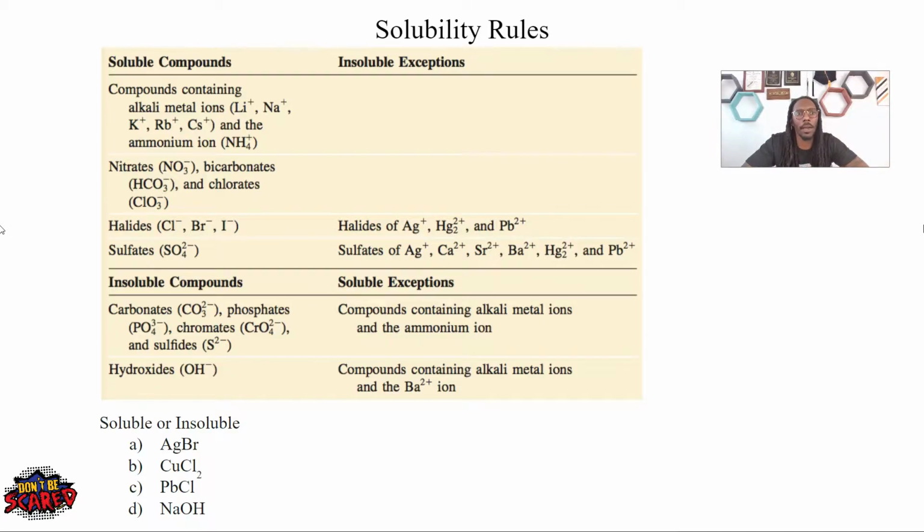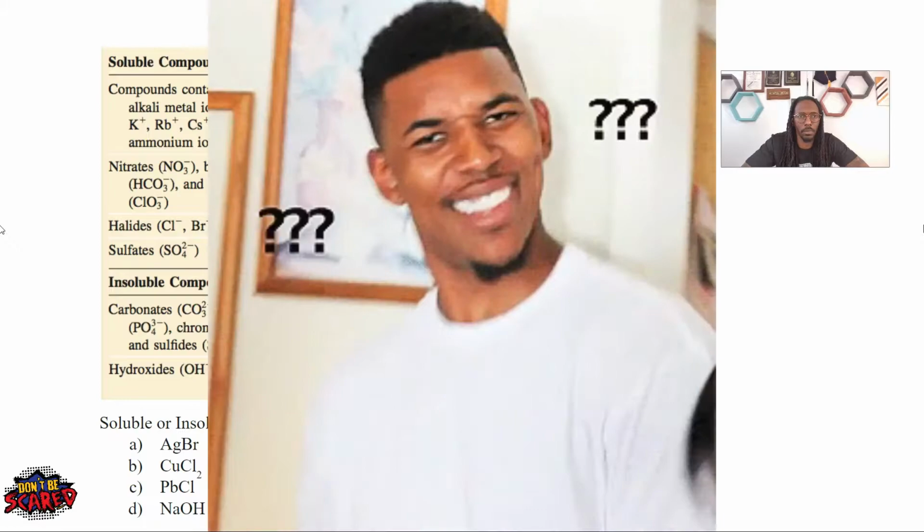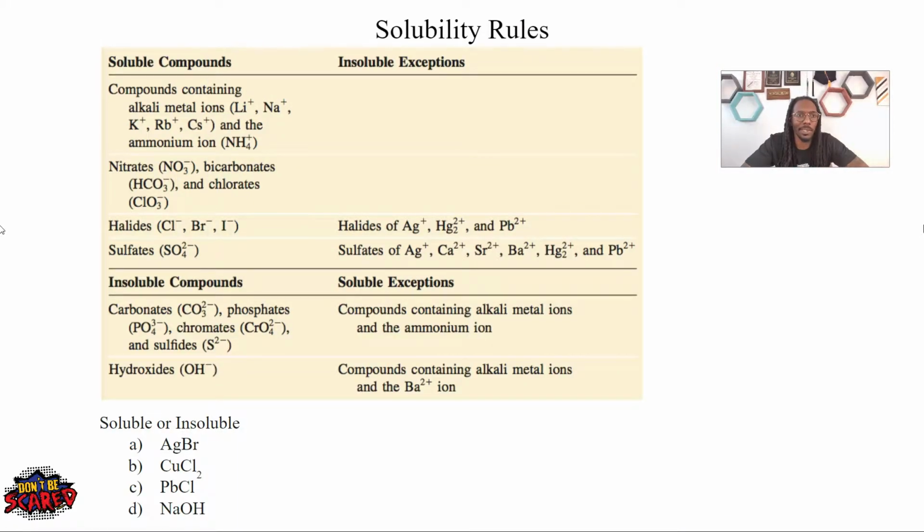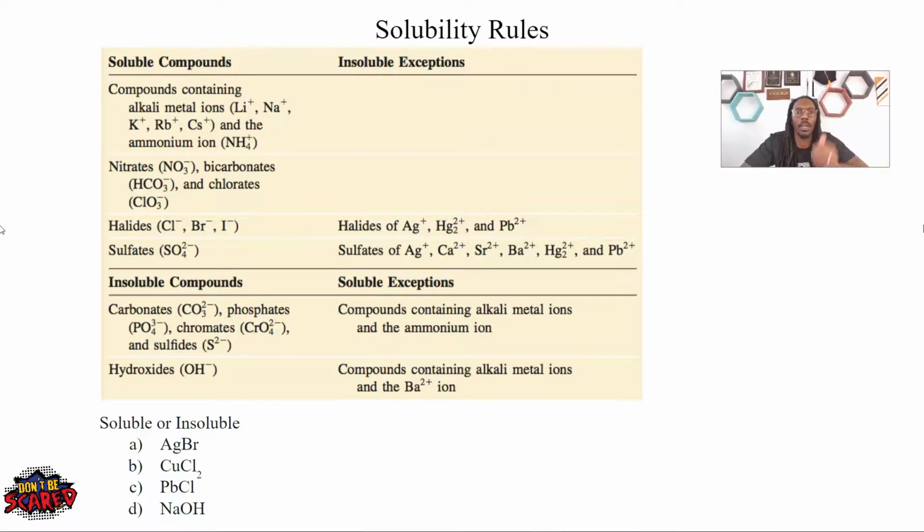If you have a compound that contains an alkali metal, first off, everybody should know what an alkali metal is. If you don't know, that's the very first column on your periodic table. So if you have a compound that contains an alkali metal ion or an ammonium ion, it's always going to be soluble, straight up. There are no exceptions to this rule.